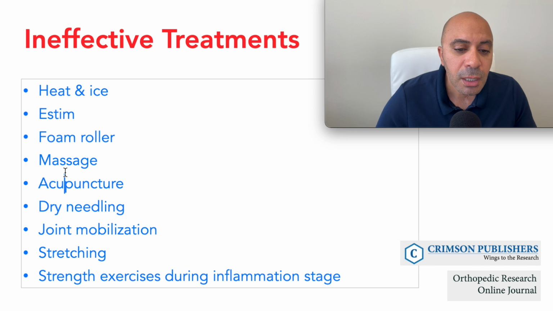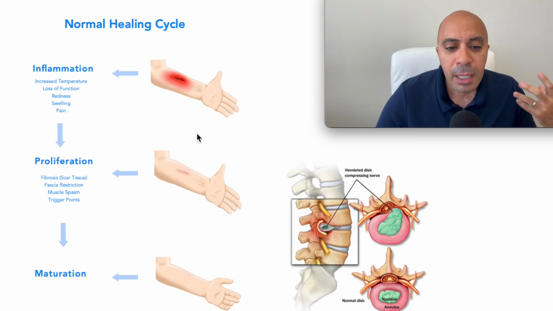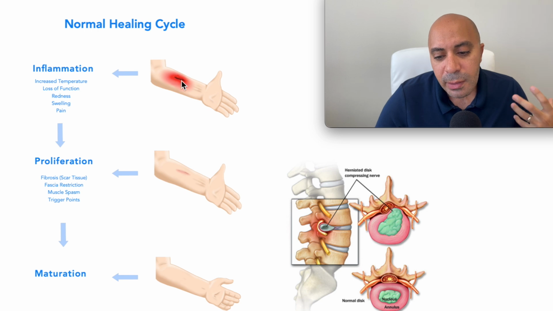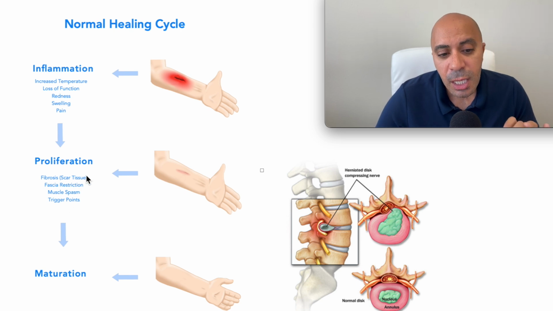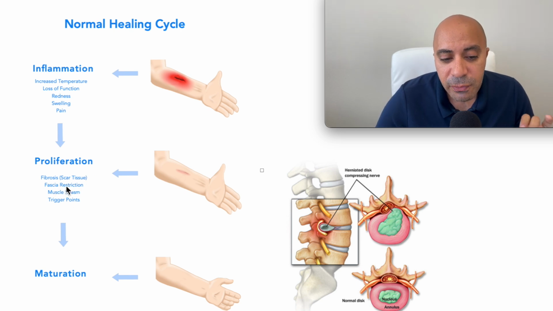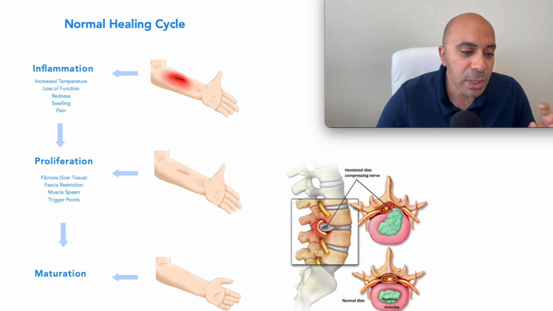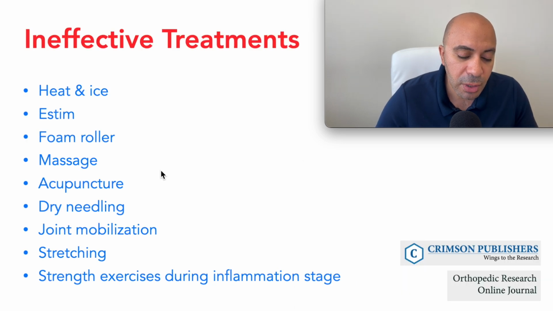When we look at the healing cycle, it makes a lot of sense why these treatments are not effective. Foam roller and massage: when you have an open wound and inflamed area and you keep rubbing it, it's going to cause more inflammation. Foam roller and massage is also not targeting the proliferation stage, the fibrotic tissue, fascial restriction, and muscle spasm, so it's not going to provide a long-term result.